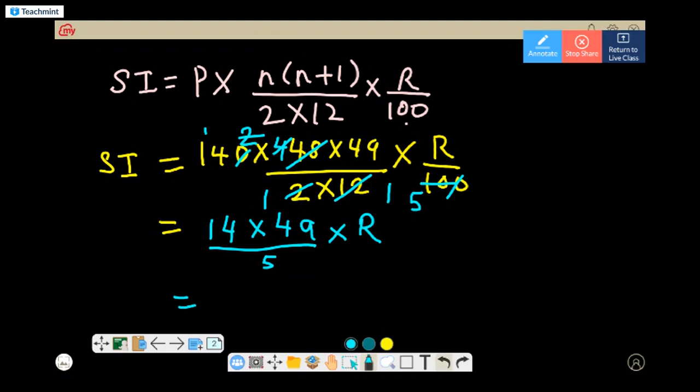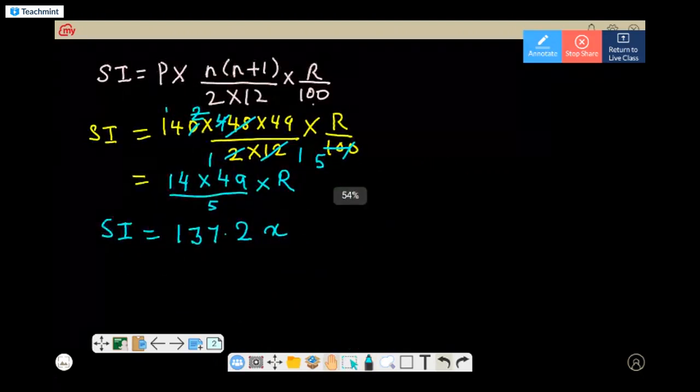Will it be 137.2x? Yes, 137.20, or you can also just write 2x. So that is your SI value. Now you have the maturity value given, and let's just put up there.